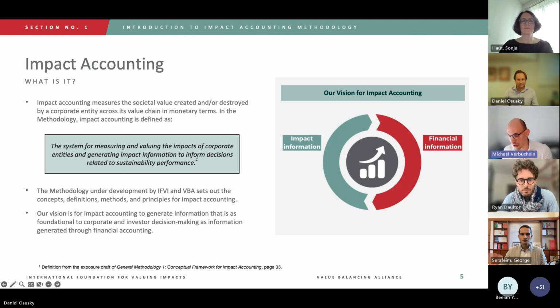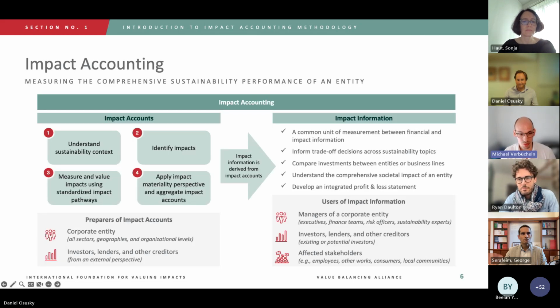And as George also mentioned before, we envision that impact accounting is complementing the financial accounting and giving the complete picture, as we are missing out on a very essential part. And we are having that now with a first step in the methodology development, trying to generate information that is fundamentally influencing investors and corporate decision making.